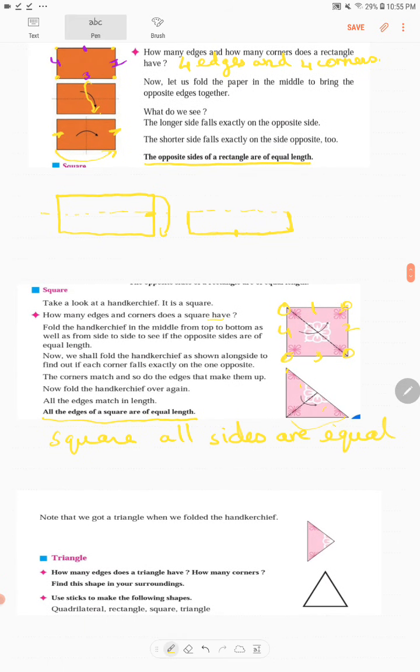Now children, see, once I fold this, I get a triangle. So how many sides? 1, 2, 3. And how many corners? 1, 2, 3.